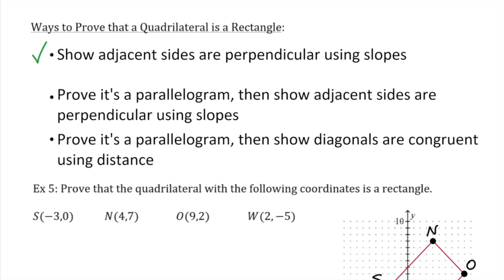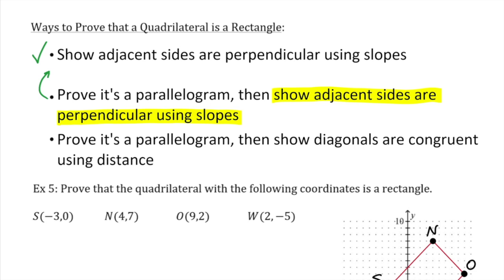But you might notice that this whole second part, show adjacent sides are perpendicular using slopes, is the exact same thing as the first one. So if you wanted to do a little bit of extra work, you could show it's a parallelogram first. But what we can do is just show that the adjacent sides are perpendicular using the slopes. So it's kind of built in to this first one. We could still go through the whole thing, prove it's a parallelogram, and go through that whole song and dance, but we don't. You could just do the adjacent side part.